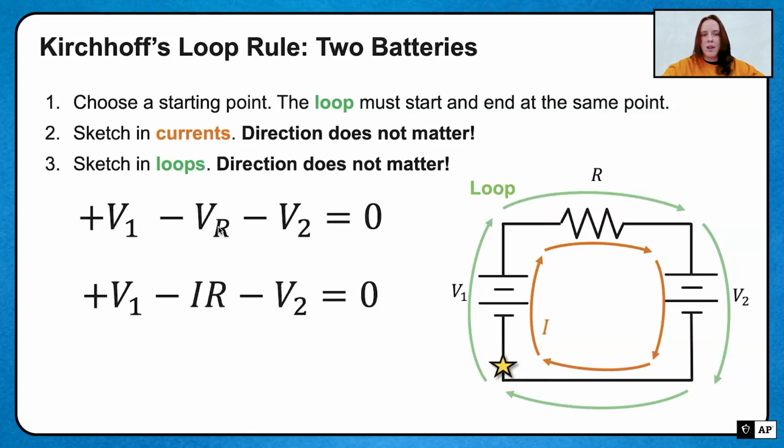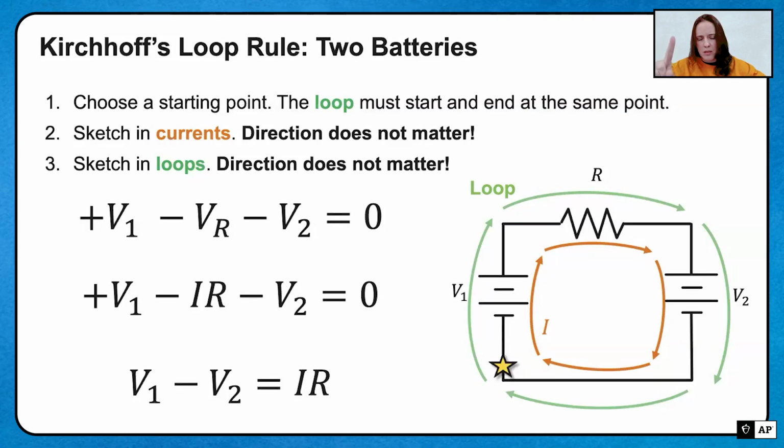Now, if I make my Ohm's law substitution, V equals IR for my resistor, and rearrange this a little bit by adding that to the other side, this behaves the same way as if I had V1 minus V2 contributing to the entire circuit, which is pretty neat. So if you have batteries working against each other, you can just subtract them if they're in series.